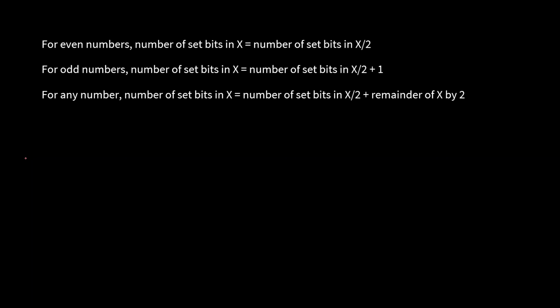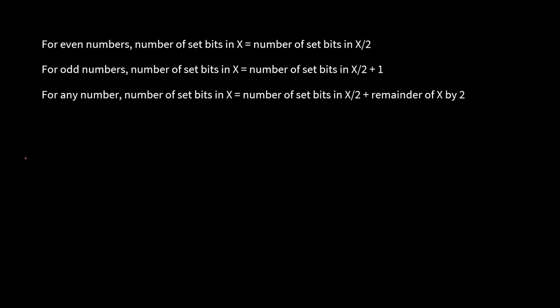If we divide any number by 2, what do we get as a remainder? Either 0 or 1. If that number is even, we get 0. If that number is odd, we get 1. So this simply makes our conclusion perfect. This is our recurrence relation. Using this recurrence relation, we will simply solve this problem.